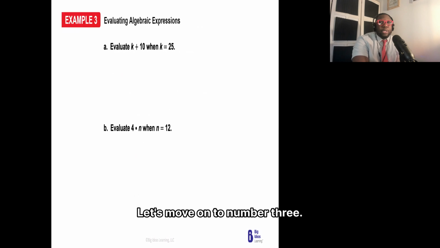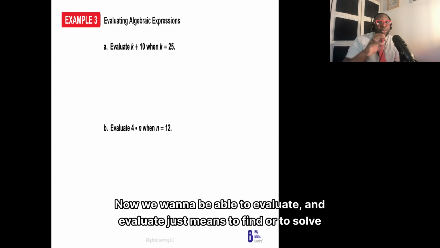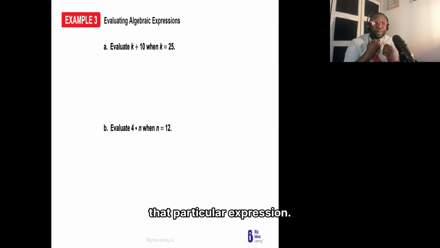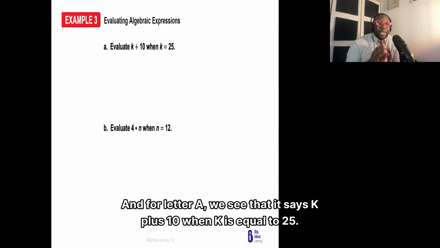Let's move on to number 3. Now we want to be able to evaluate, and evaluate just means to find or to solve that particular expression. And for letter A, we see that it says k plus 10 when k is equal to 25.